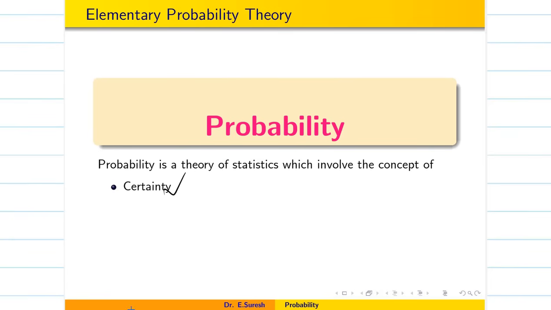certainty, then impossibility and uncertainty. So what is meant by certainty? Suppose, for example, you say the sun rises in the east. It is a certain event or a sure event. So either today or tomorrow or after 10 years also, the sun is going to rise in the east. It is going to be a sure event.